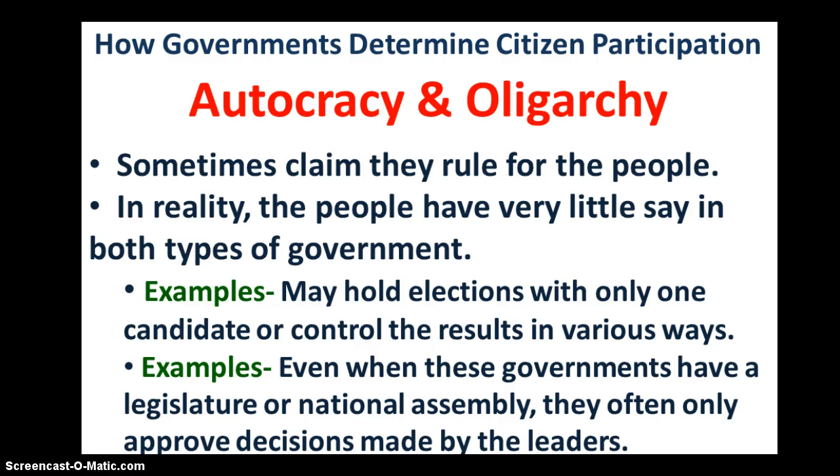Now, autocracy and oligarchy sometimes claim that they rule for the people, like I said, but in reality, the people have very little say in both types of government. So here are examples: they may hold elections with only one candidate or control the results in various ways. They may throw out votes or such. Even when these governments have a legislature or national assembly, they often only approve decisions made by the leaders.